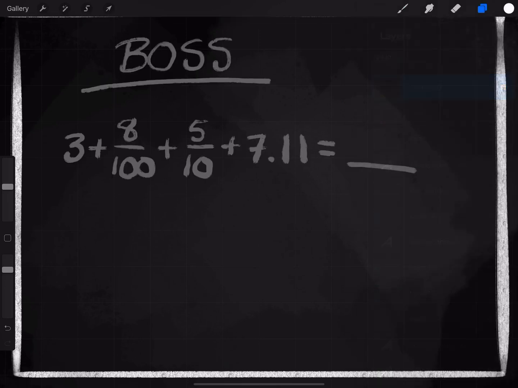Okay, so here is the boss question. Adding fractions and decimals together and getting one answer. Give that a try.